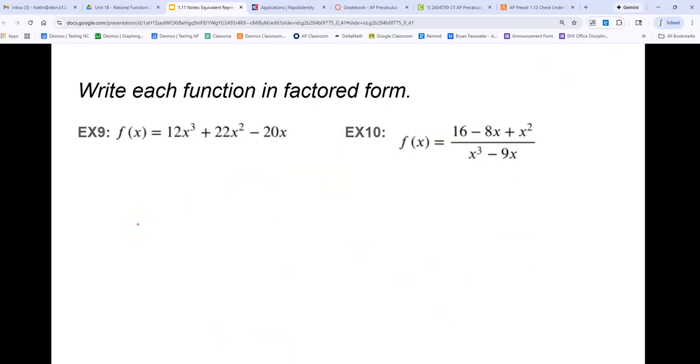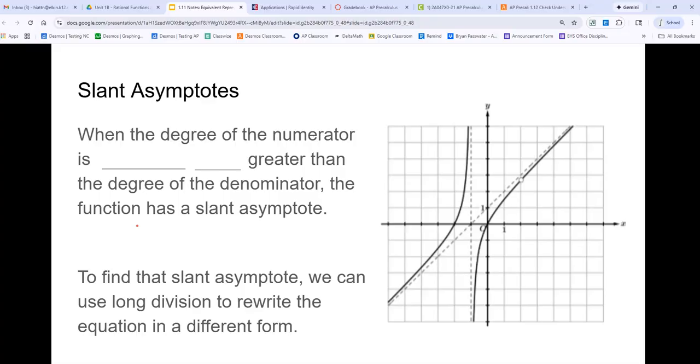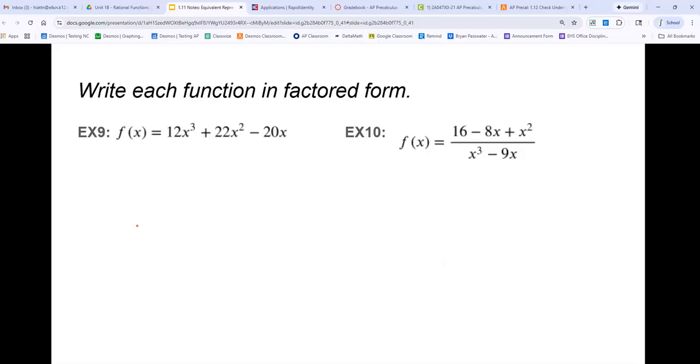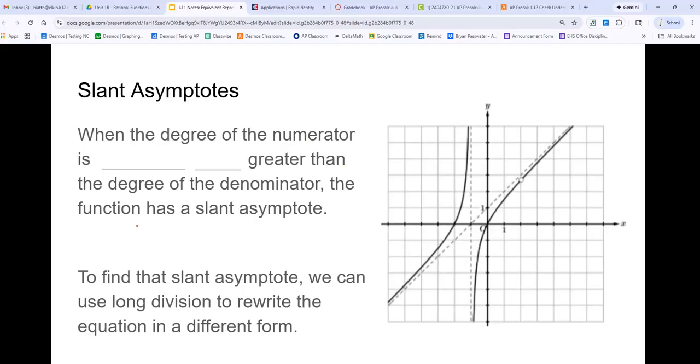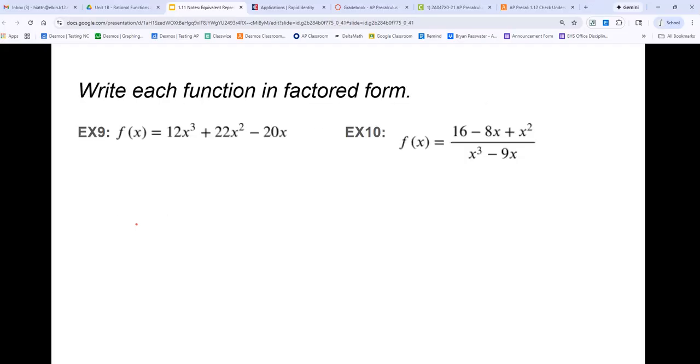All right, let's see. Do I need to do this? I think we can skip this factoring right here. I think it was just a little extra practice that I was throwing in.